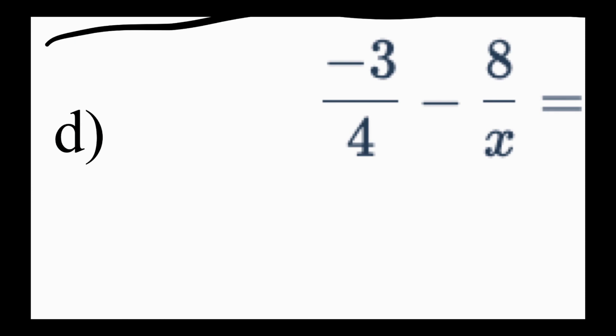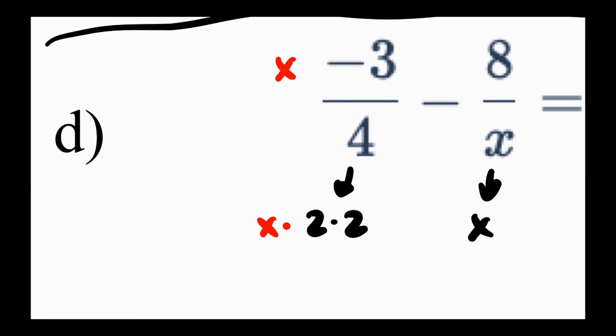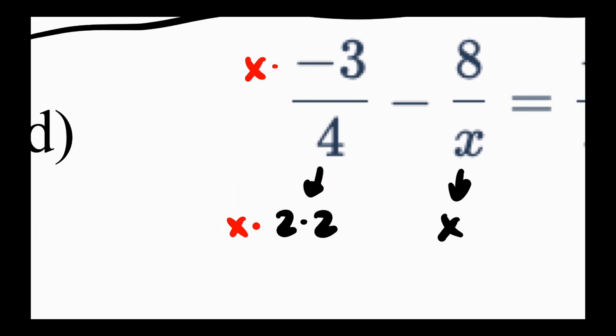To subtract these guys, I need a common denominator. Okay. 4 breaks down to 2 times 2. X breaks down to just x. Well, I need an x on the left. And I need a 2 times 2 on the right, which is the same thing as 4. Okay. So my common denominator is going to be 2 times 2 times x, 4x.